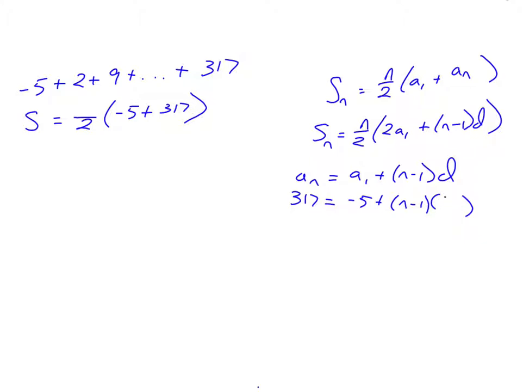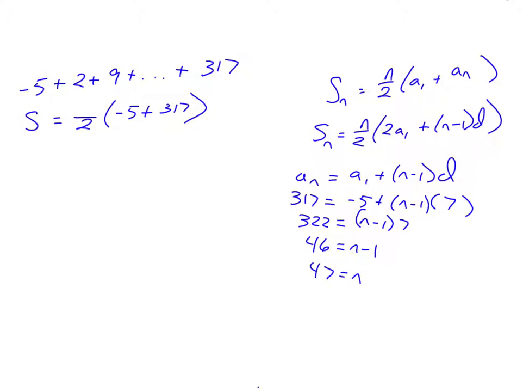Alright, so it is 7. So I add 5 over, gives me 322. N minus 1 times 7. I divide by 7, what does that give me? 46. And add 1 gives me 47.